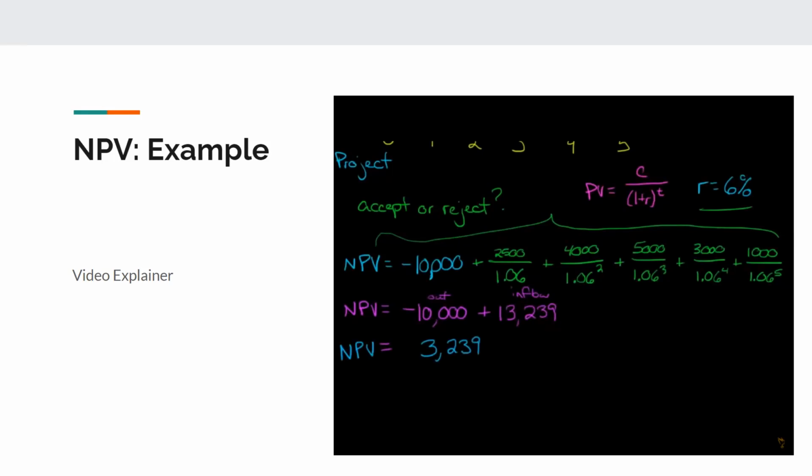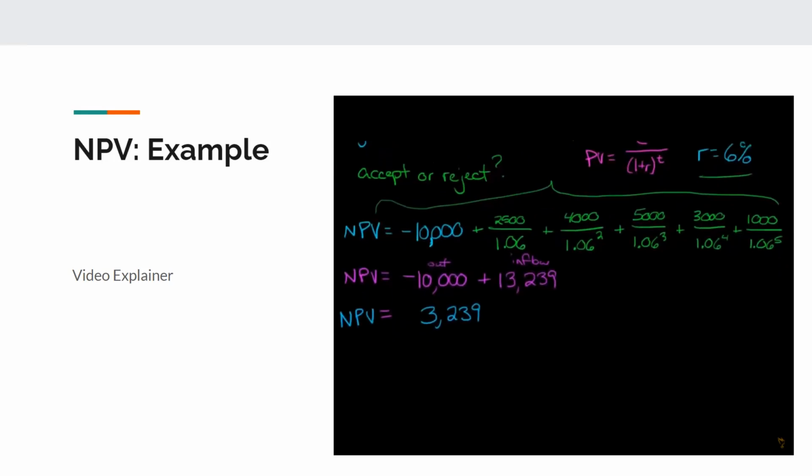Well, what does that mean and how do we interpret it? Well, in general, assuming that the company has enough cash to do the project, you want to use a rough rule here: if the NPV is greater than 0, then accept the project. And of course 3,239 is greater than 0, so we would accept by this rule.